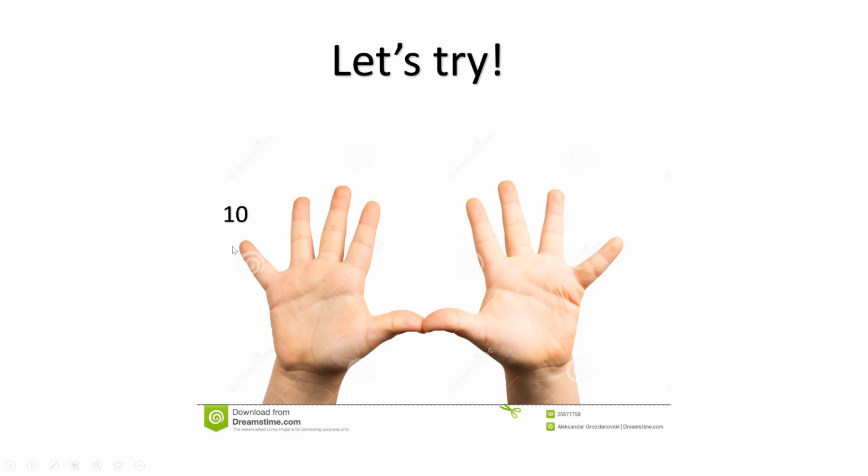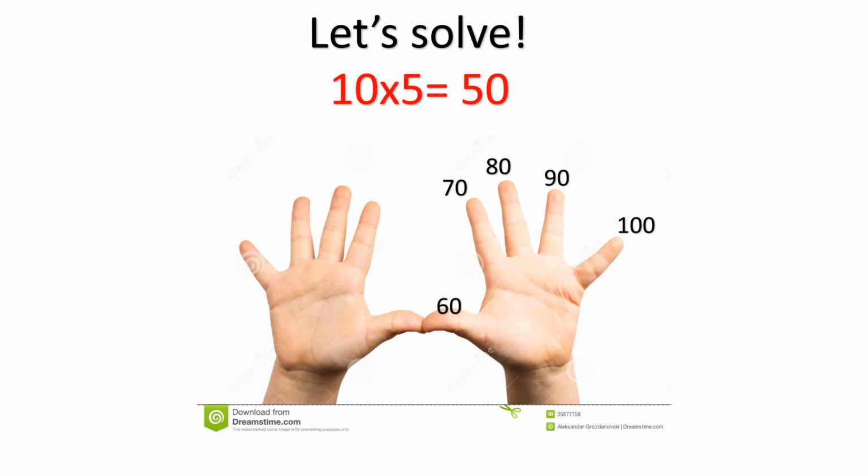And we're going to count by 10. Ready? 10. Wiggle a finger as you count. 10, 20, make sure you're wiggling. 30, 40, 50, 60, 70, 80, 90, 100. We have 10 fingers, and we can count by tens by using each finger. So, 10 times 5 equals 50.